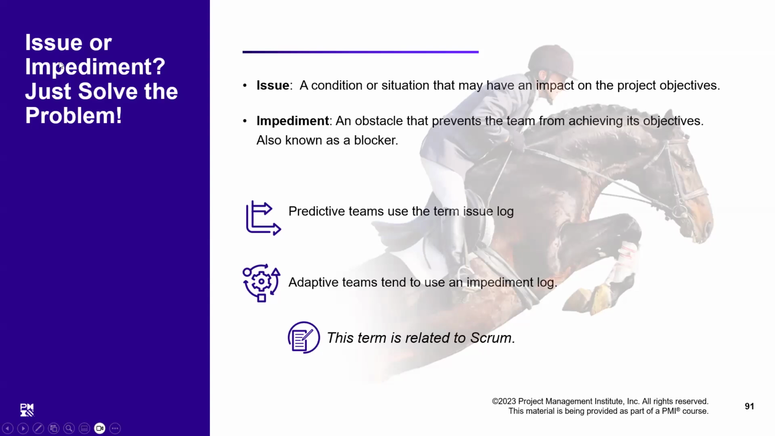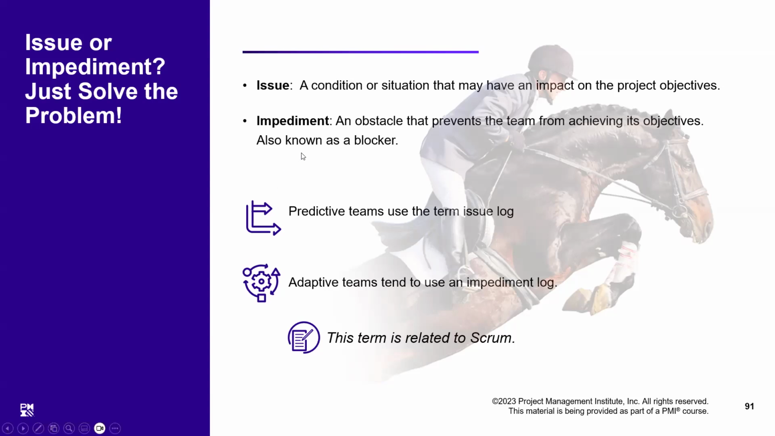So whenever you face an issue or an impediment, the only option open to you is to resolve it, to solve it. As far as issues are concerned, we already understand these are conditions or situations that may have an impact on the project objective. But also, we have read already that issues are when a risk can occur. This is also another definition for an issue. When a risk occurs, it ceases to be a risk, it becomes an issue.